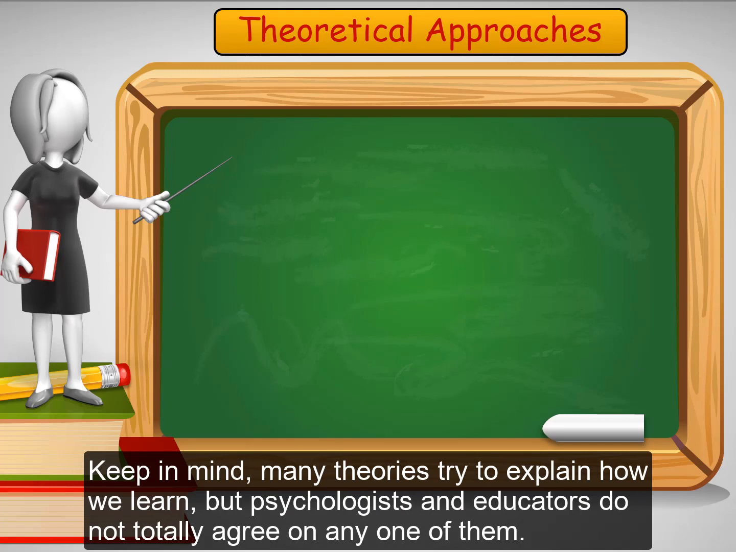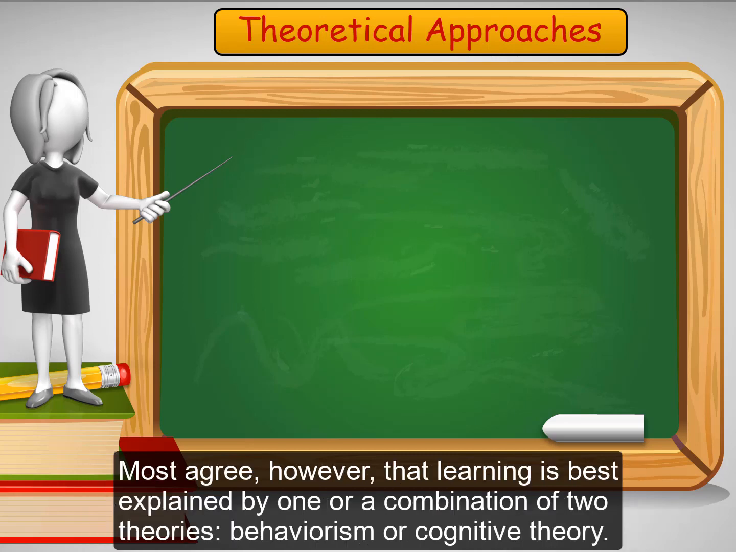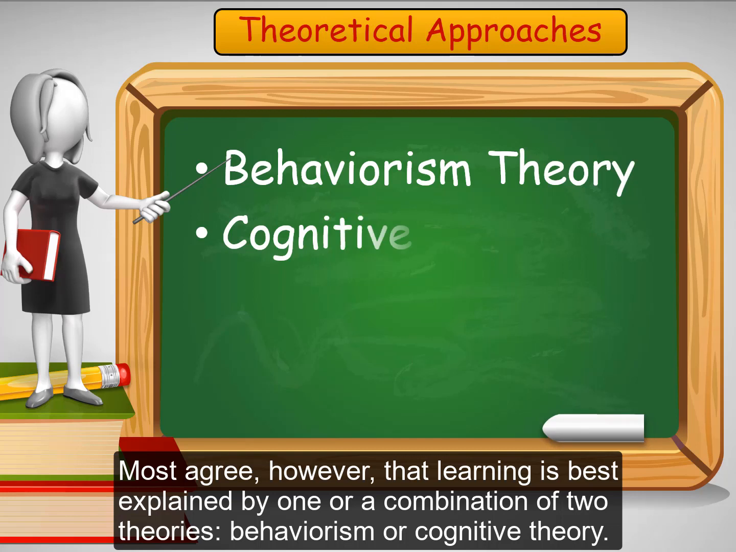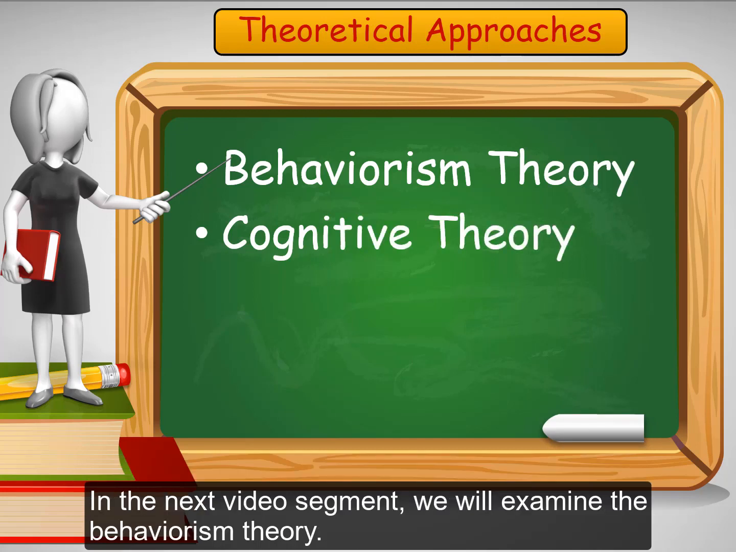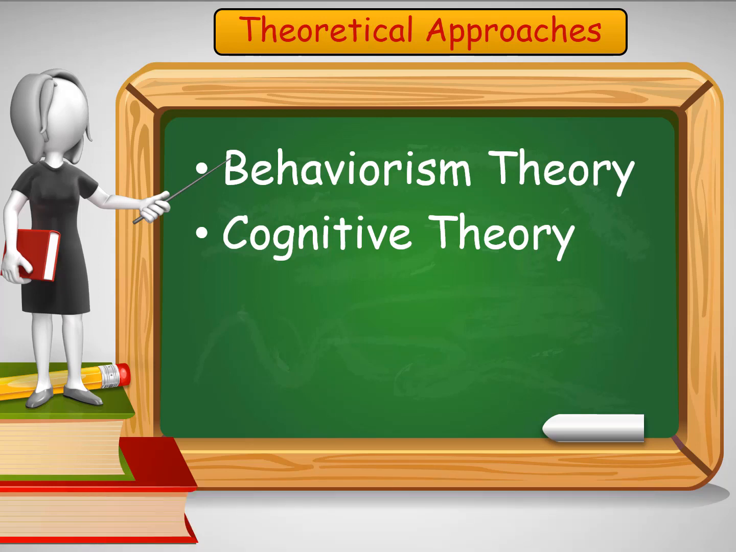Keep in mind, many theories try to explain how we learn, but psychologists and educators do not totally agree on any one of them. Most agree, however, that learning is best explained by one or a combination of two theories, behaviorism or cognitive theory. In the next video segment, we will examine the behaviorism theory.